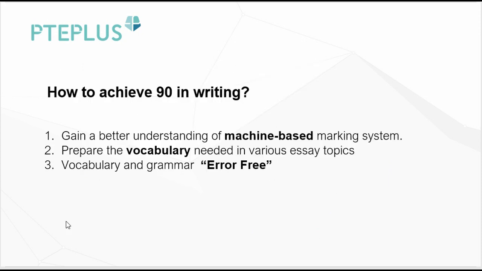So how can we achieve 90 in writing? We need to start off by gaining a better understanding of the machine-based marking system. It's only in understanding what the system wants us to do that we can achieve a higher mark. Second, we need to prepare the vocabulary needed for various essay topics. In English and in every language, there is specific vocabulary related to every single topic, and there are not that many general words you can use for everything. So this is going to be more time consuming and take us longer to achieve. And finally, we want vocabulary and grammar to be error-free. What this means is we don't want to be making any mistakes in the vocabulary and grammar marks.